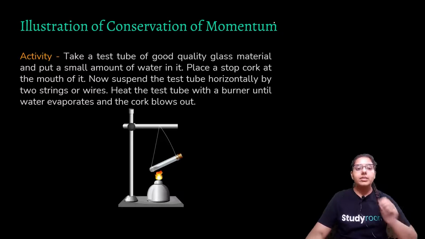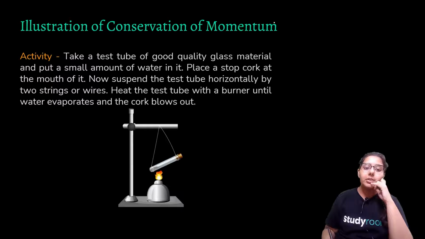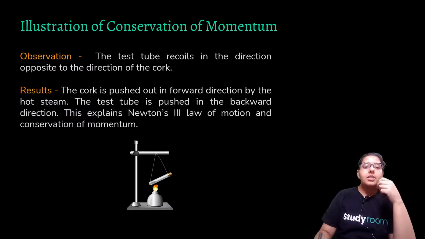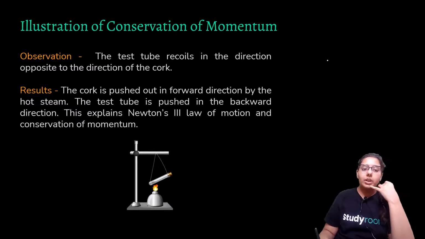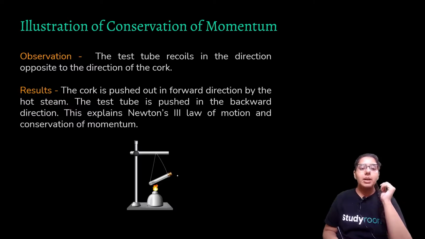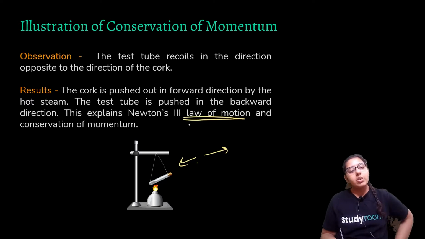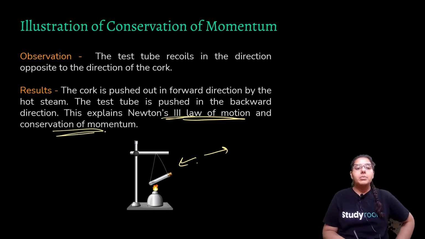Okay, another illustration for conservation of momentum. You can perform this also. So what happens? The test tube recoils in the direction opposite to the direction of the cork. Simply, the cork is pushed in the forward direction by the hot steam, and the test tube is pushed in the backward direction. Again, for every action there is an equal and opposite reaction, and momentum is conserved.